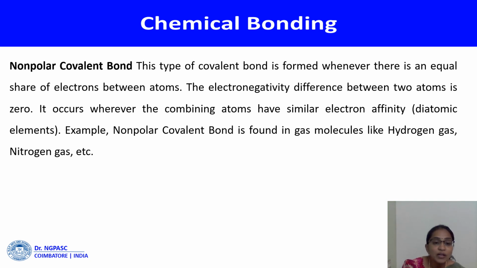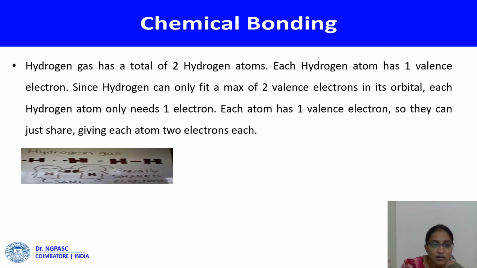Then the non-polar covalent bond. This type of covalent bond is formed whenever there is an equal sharing of electrons between atoms. The electronegativity difference between the two atoms is zero. It occurs wherever the combining atoms have similar electron affinity, that is, in diatomic elements or diatomic molecules. For example, non-polar covalent bonds are found in gas molecules like hydrogen gas, nitrogen gas, and so on.